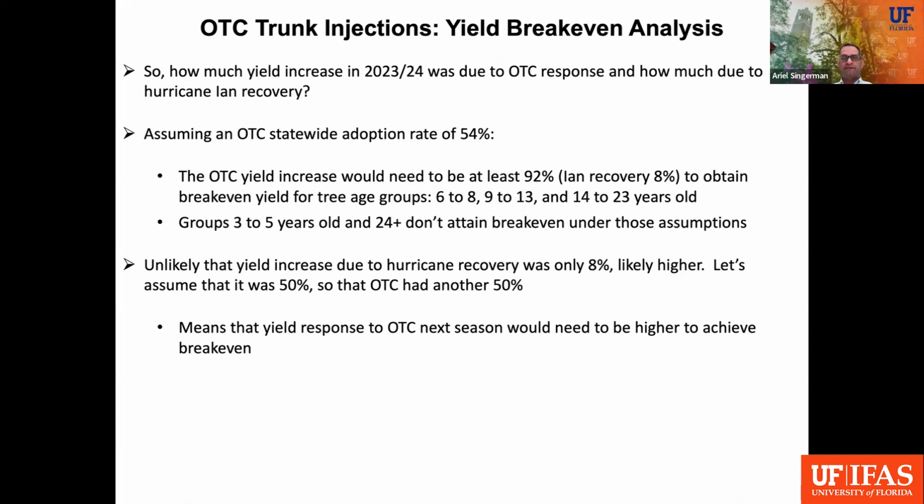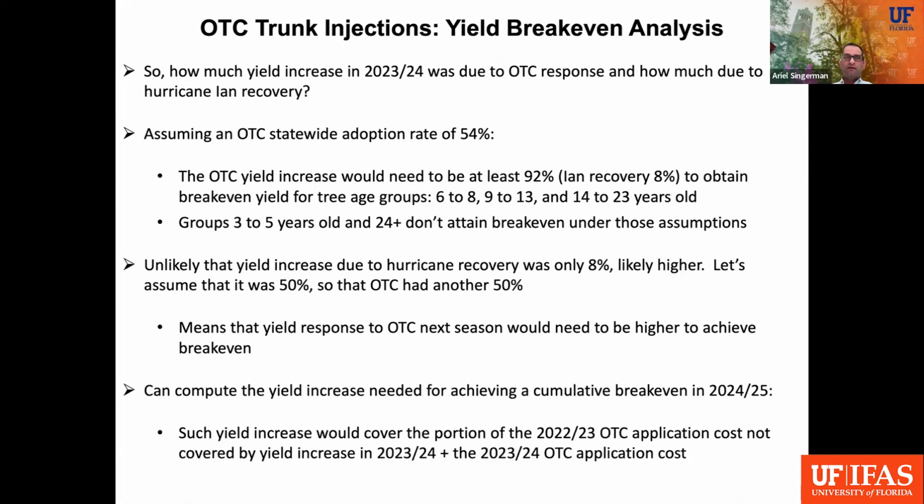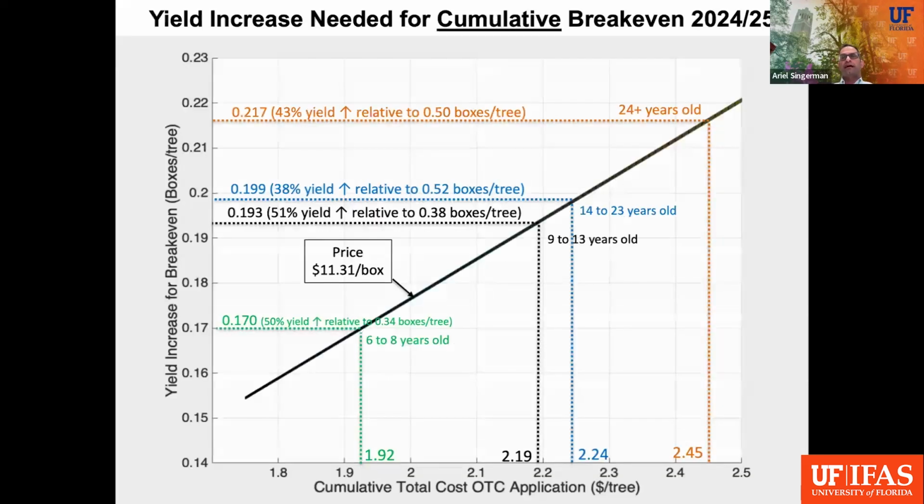in order to be able to achieve break-even. So what I can do now is compute the yield increase needed for achieving a cumulative break-even next season in 2024-25. Such yield increase would need to cover the portion of the 2022-23 OTC application not covered by the yield increase in 2023-24, plus the 2023-24 OTC application cost that growers faced earlier this year. And when I do the calculations, this is what I come up with.